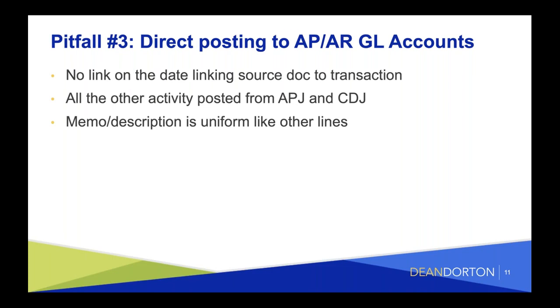Pitfall number 3 is direct posting to the AP and AR GL accounts. Some things to look for: no link on the date linking the source document to the transaction, so there's no drill down on the transaction. All the other activity is posted from the APJ and the CDJ, so you see things that are coming from other journals into the general ledger. And the memo description is uniform like other lines.